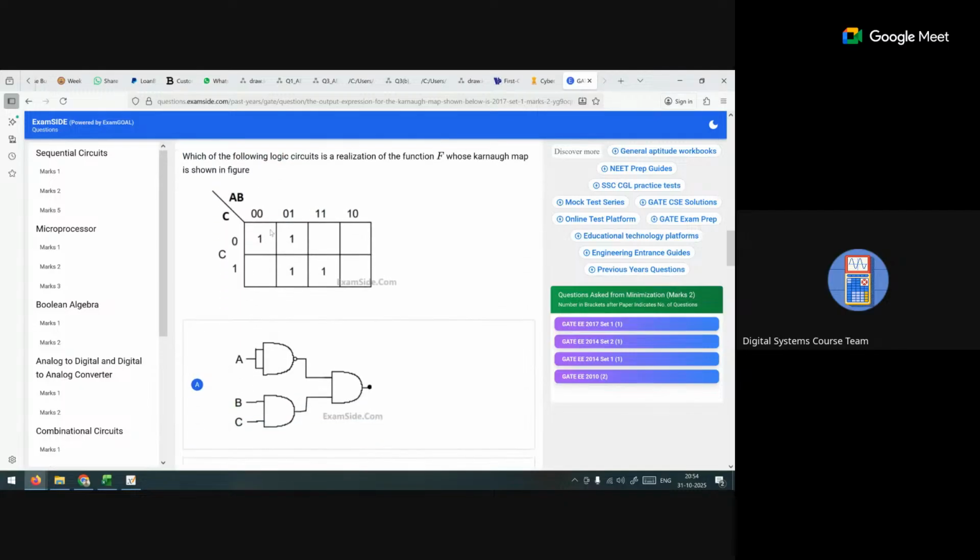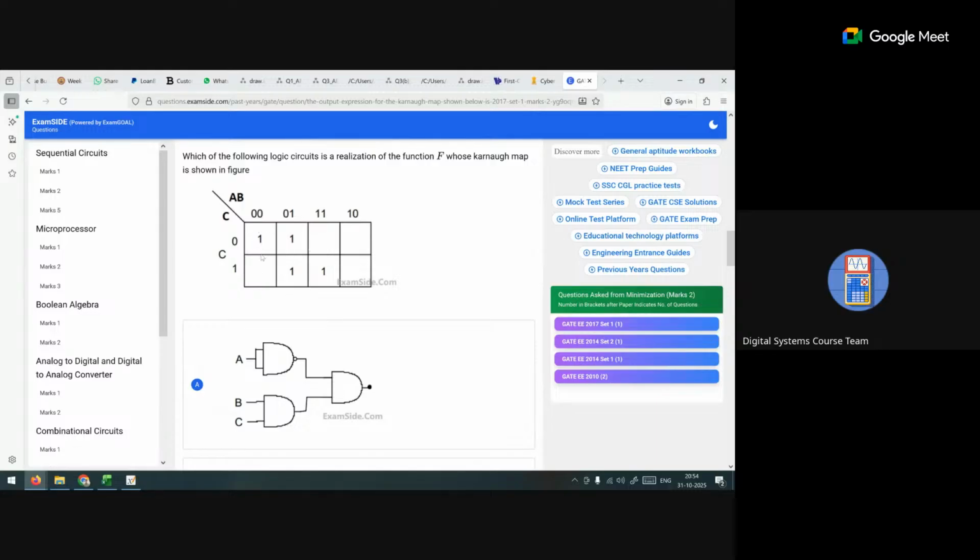Now, here you can see that a group of 2 and a group of 2 is possible, created. First row group of 2 and second row group of 2. If you create one more group between first and second row, second column, that is the redundant term, because all ones are already covered. You create this group only to increase the number of gates. So that is called the redundant term.